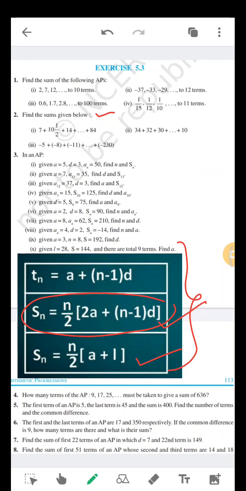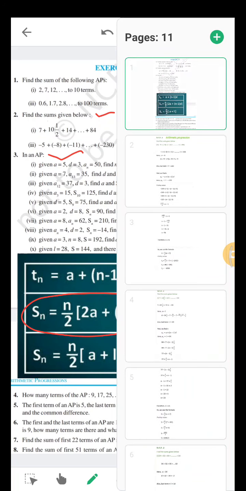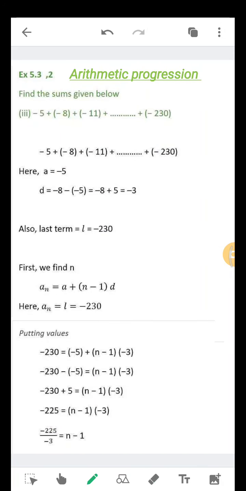Now let's continue with question number 2, and I'll explain a few bits of question number 3 also, then you can try the similar bits in the same way. Let's continue with question number 2 now. So in question number 2, let me explain one of the bits, that is the third bit. Find the sums given below.